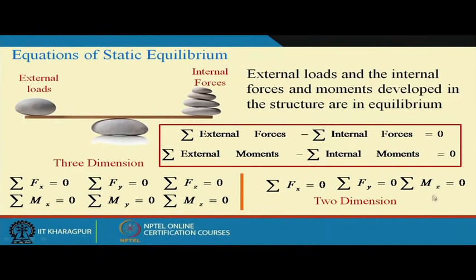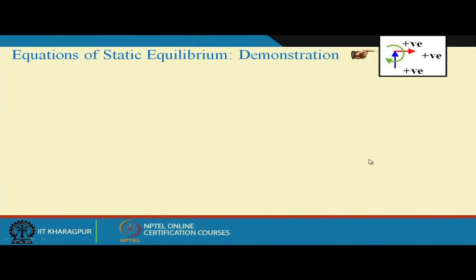You see, when these equations are satisfied, this equilibrium is called static equilibrium. It means your underlying assumption is that the object is in static condition, so it is not moving. This is static equilibrium and these equations are called equilibrium equations. Just quickly let me give you some demonstration of the usefulness of static equilibrium equations.